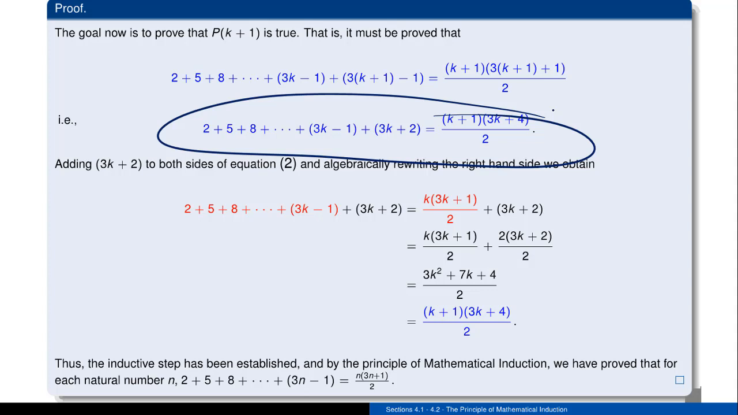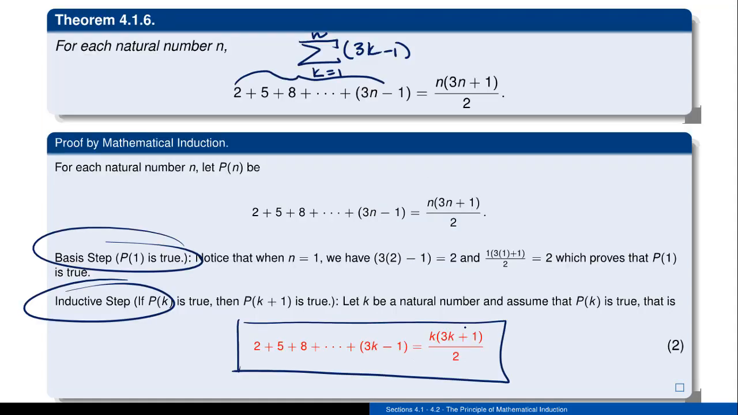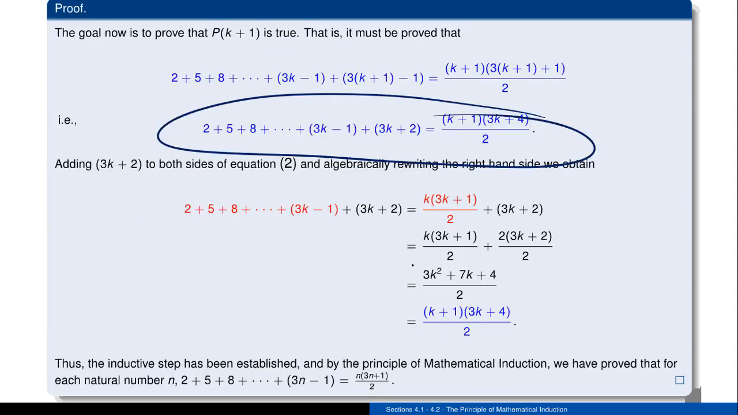So my goal is to get blue. I want to show this is true. I do not get to assume this. I have to show this. I do get to assume this boxed in part. So there's a subtle change of notation there, but it's a substantial one. I get to assume the red, and I have to show the blue stuff.